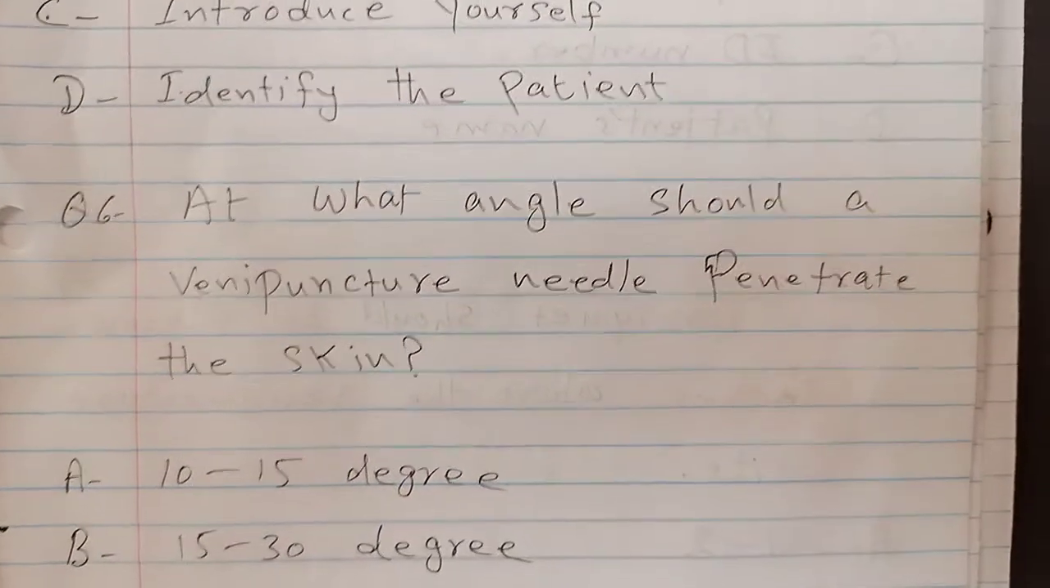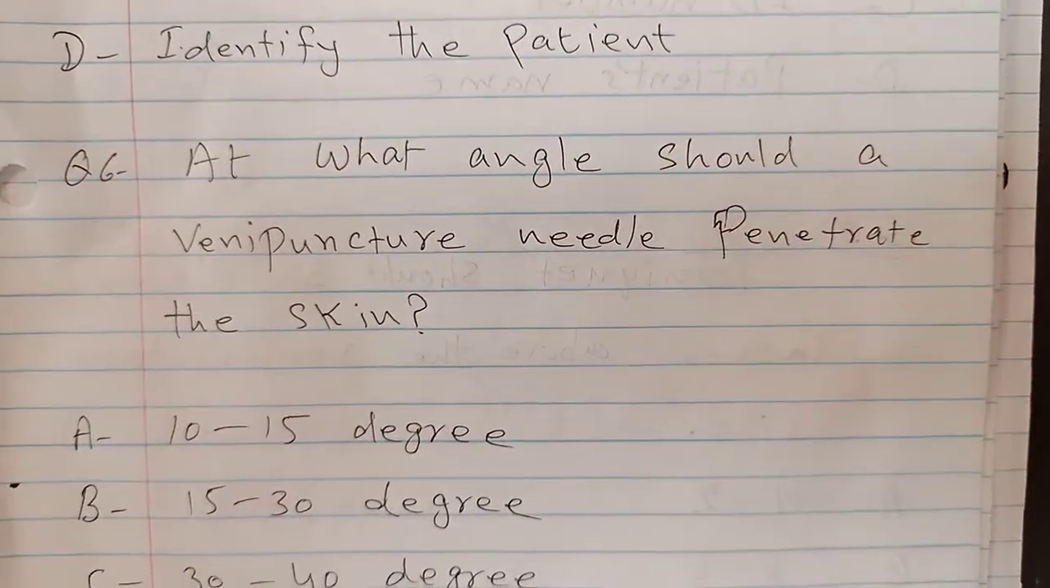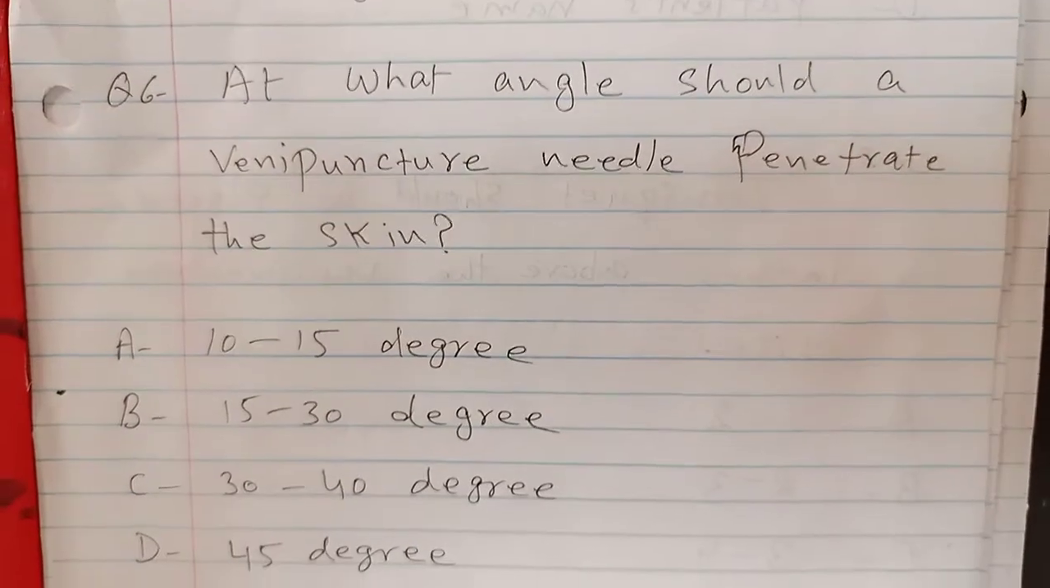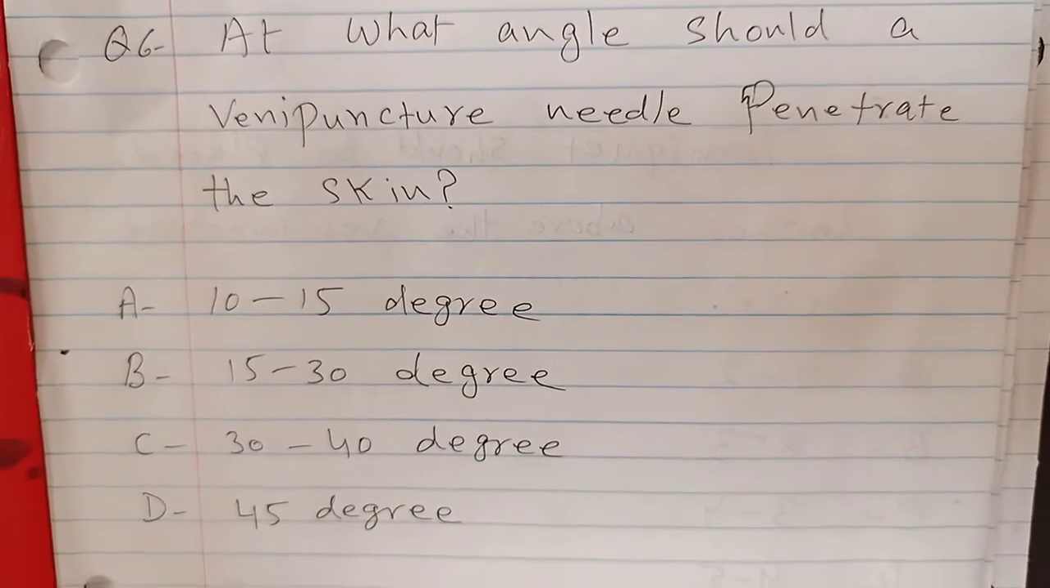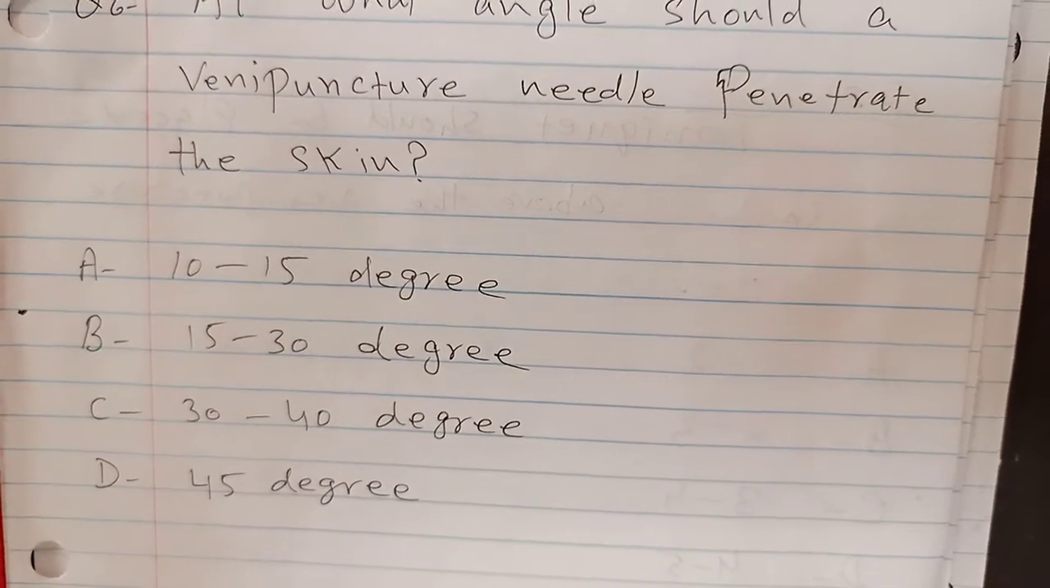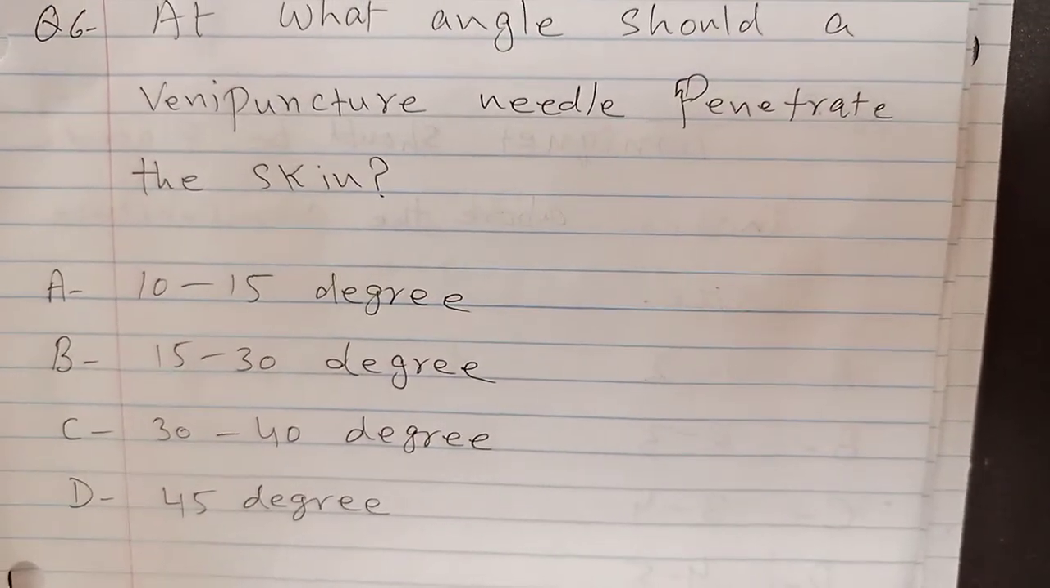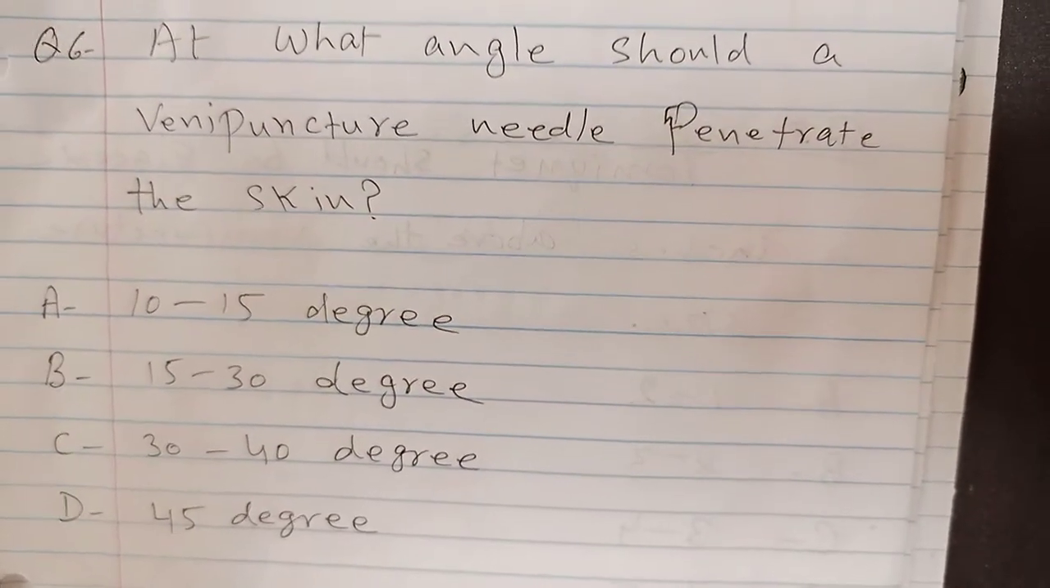At what angle should a venipuncture needle penetrate the skin? 10 to 15, 15 to 30, 30 to 40, 45 degrees. The answer is B, 15 to 30 degrees.